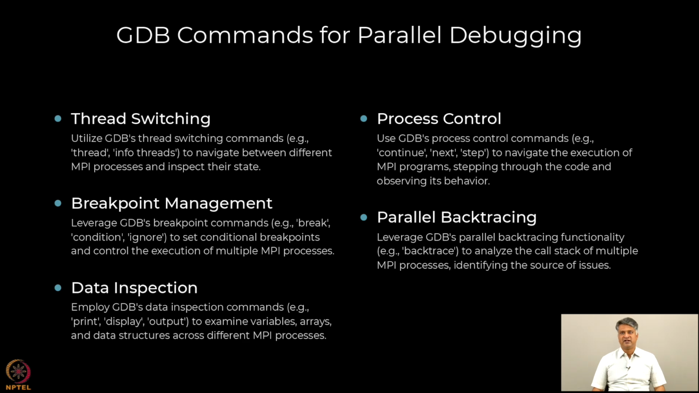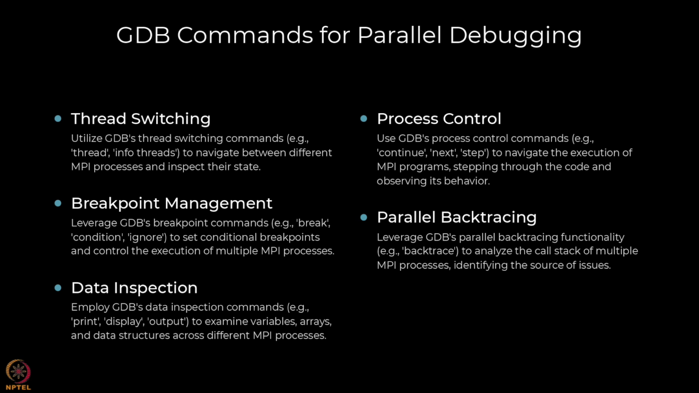We have already looked at data inspection in GDB, where you can use print, display, and output to examine variables, arrays, and data structures across different MPI processes to give a snapshot of what is actually going on in your program. GDB's process control commands like continue, next, and step let you navigate the execution of MPI programs, stepping through the code, observing their behavior, and looking at the data at every step. And leveraging GDB's parallel backtracking functionality using backtrace, you can analyze the call stack of multiple MPI processes, identifying the source of any issues.